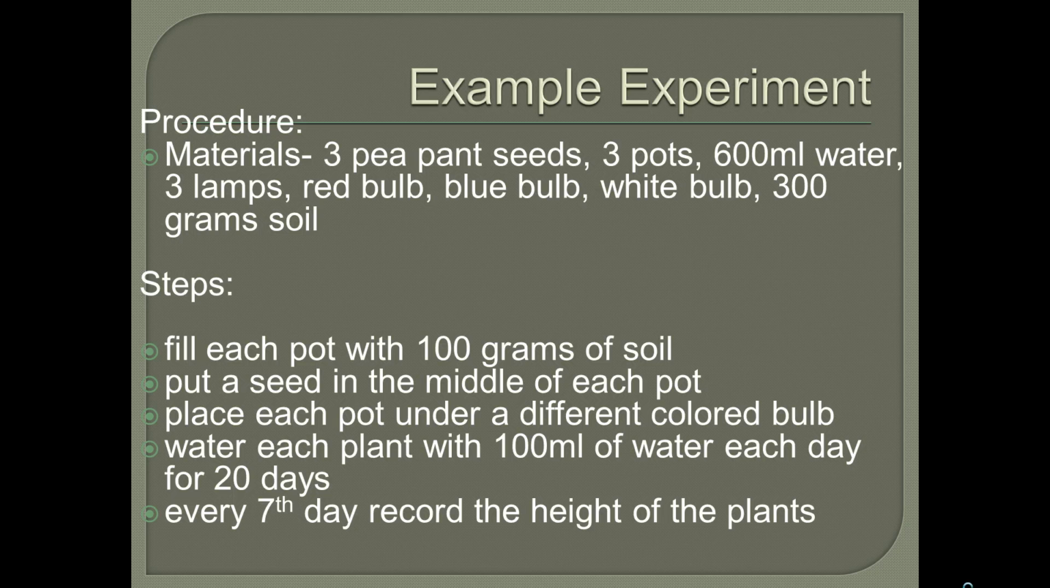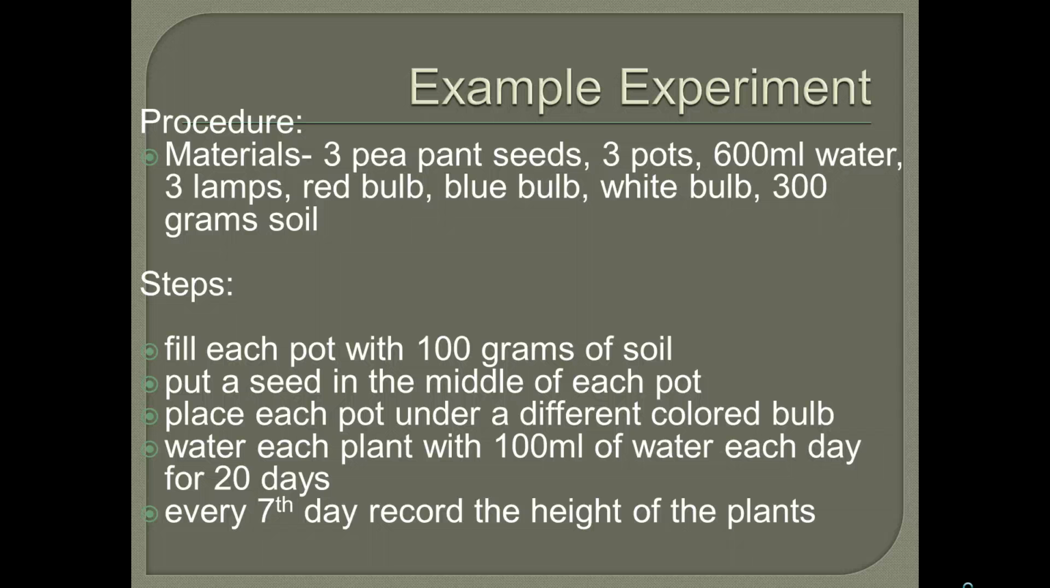When I get down to my steps, I have that I'm going to fill each pot with 100 grams of soil, put a seed in the middle of each pot, and place each pot under a different colored bulb. Water each plant with 100 milliliters of water each day for 20 days. Every 7th day, record the height of the plants. Notice that my directions are very clear. They're step by step, and they include specific measurements for everything we do.